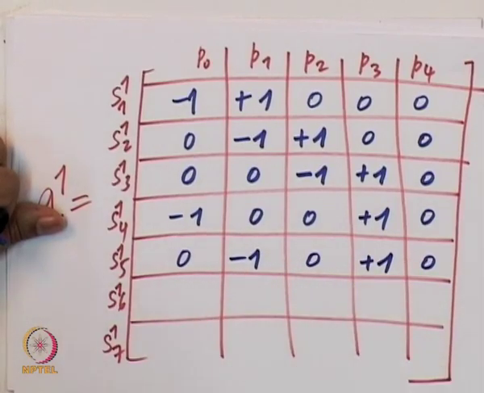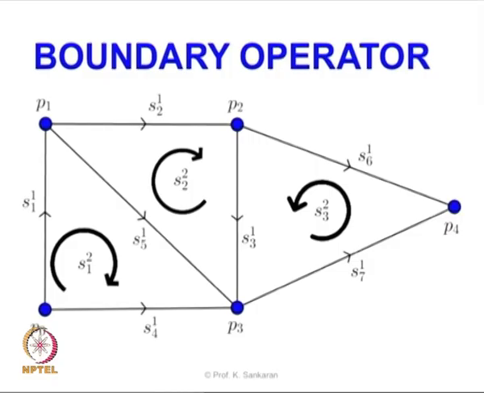For S16, it's P2 and P4, they are connected. So the value is 0 for other nodes. P0 is 0, P1 is 0, P2 is not 0, P4 is not 0, but other things are 0. So I am putting zeros for other things except for P2 and P4. It's going away from P2, so it is -1. It is going into P4, so it's +1.